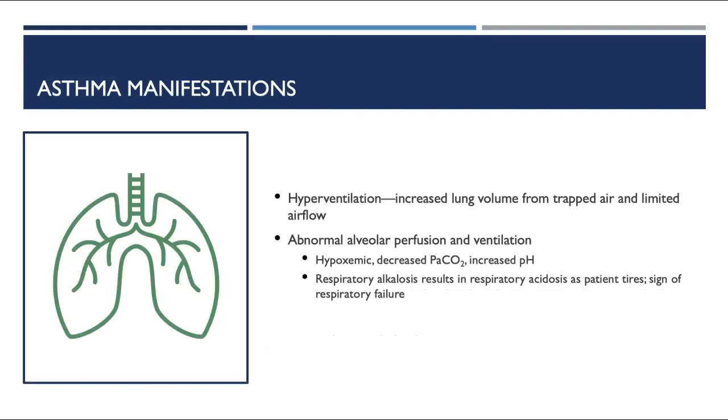So if you have that silent chest, you're going to let somebody know about that right away. Hyperventilation occurs during an asthma attack when the lung receptors react to the increased lung volume due to trapped air and restricted airflow. This results in decreased alveolar perfusion and ventilation, along with heightened alveolar gas pressure, leading to a mismatch in ventilation perfusion, also known as VQ.